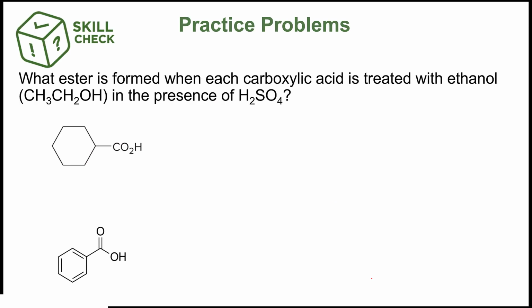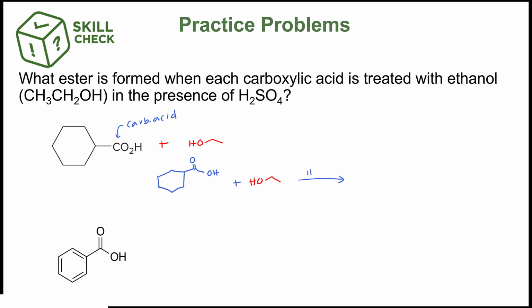All right, in our practice problem, what ester is formed when each carboxylic acid is treated with ethanol in the presence of H2SO4? So we're going to do this reaction with ethanol, which has 2 carbons. And one of the things that I'm going to do to make my life a little bit easier is to draw out this carboxylic acid. So I'm just going to rewrite the reaction down here. It's just a cyclohexane with the carboxylic acid. So the CO2H is a carboxylic acid. I think that it helps to visualize the reaction better when you can see all of the atoms drawn out, or at least the ones that are important in the reaction.